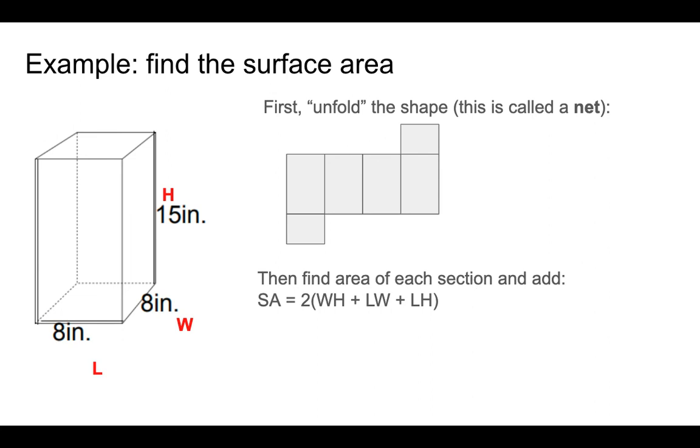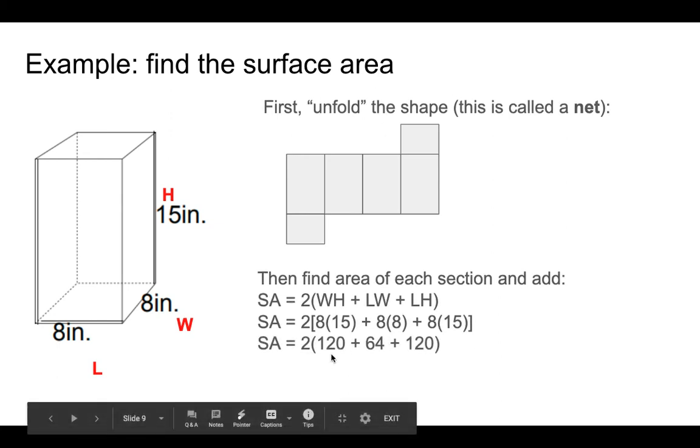So let's plug our numbers in for those letters. So our width is 8, our height is 15. So our length is 8, our width is 8, our length is 8, our height is 15. So now we're going to multiply these numbers together just to clean this up a bit. So 8 times 15 is 120. 8 times 8 is 64, and then we have another 8 times 15 is 120. So now we're going to add those all together. We get 304, and now we can multiply by 2 to get the total surface area is 608 inches squared.